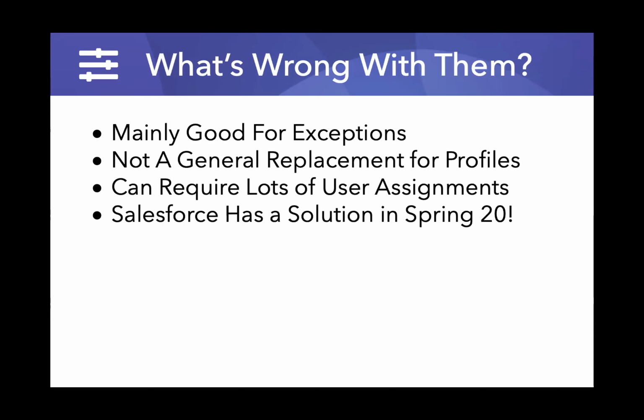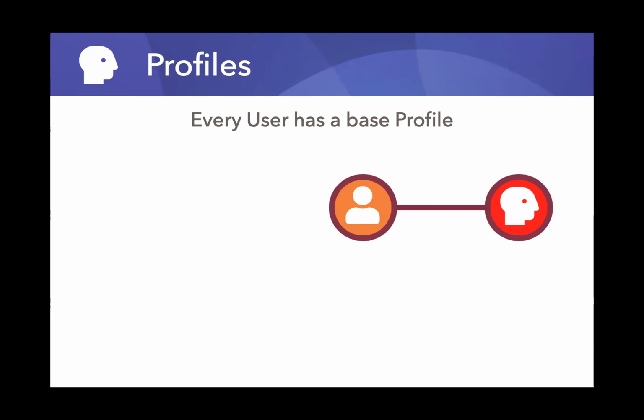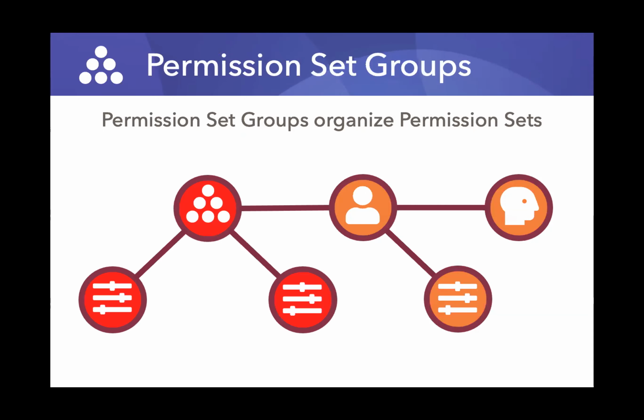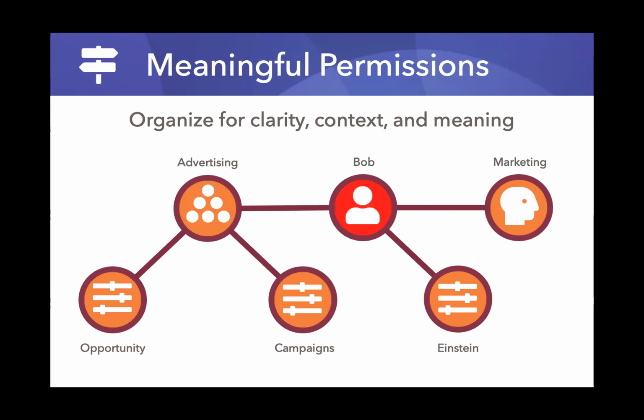So let's level set. In the beginning, every user had a profile, then you could add a permission set, and now you can add a permission set group, which is a bundle of other permission sets. Permission set groups are in the middle ground between the atomistic permission set and the monolithic profile. They have a lot more detail that they can bring and make your user assignments a lot more meaningful. And I really think this is what you should be going for.